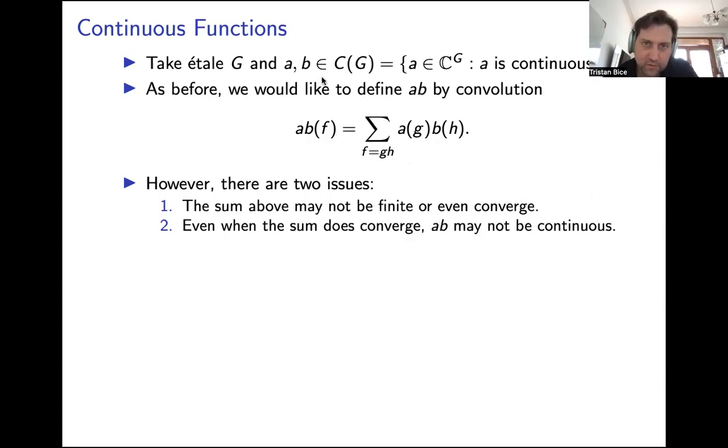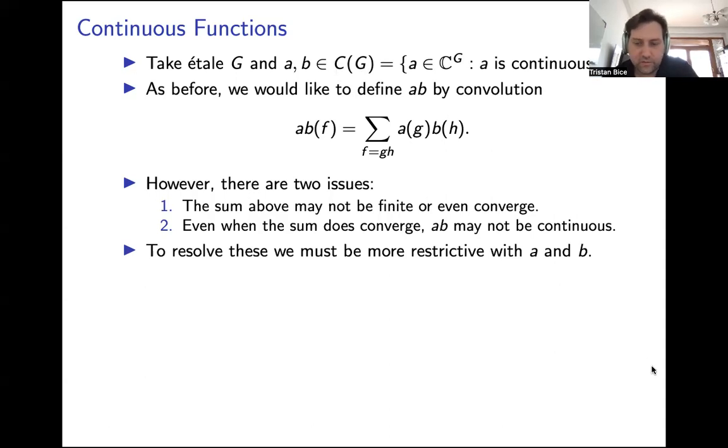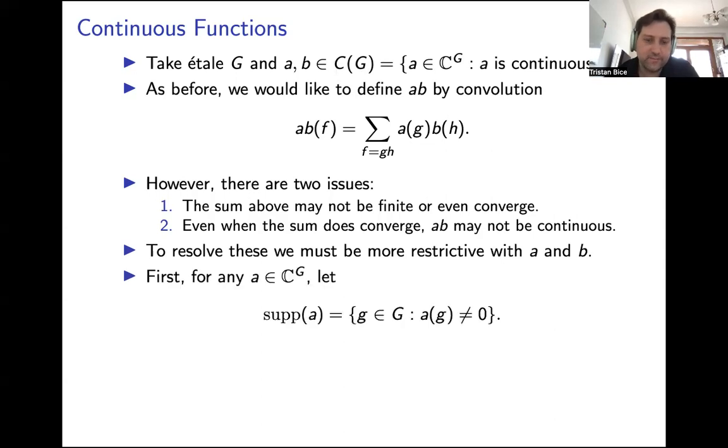We want to turn this into a C-star algebra. So the product of two things should again lie within the algebra we're trying to define. So to resolve both of these issues, we need to be more restrictive about the kinds of functions we're dealing with. We can't deal with arbitrary continuous functions.